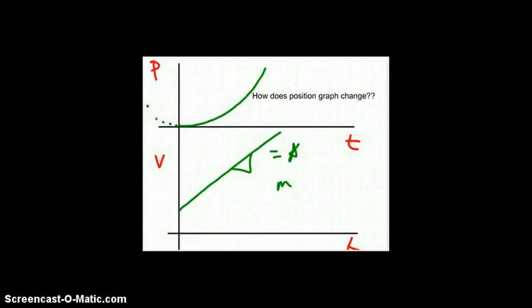So the very specific what if scenario that I asked in this lesson was: what happens if I simply slide the velocity graph up from starting at the origin, so that it has a non-zero initial velocity? How does that change the position graph?